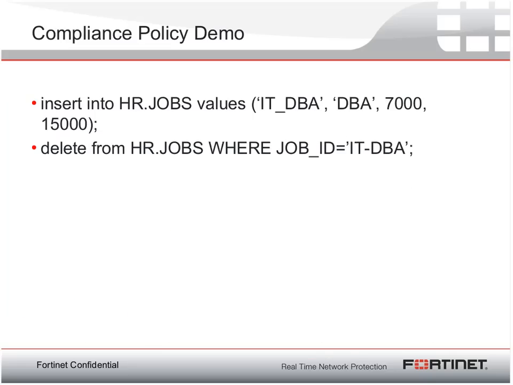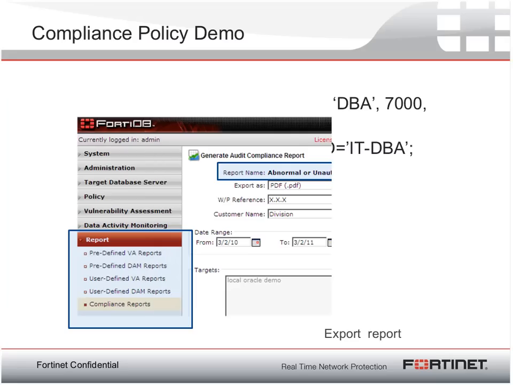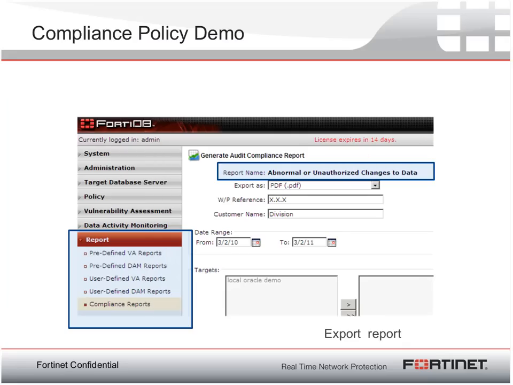Okay, so I make a few changes similar to earlier. I basically insert some value into the data, delete that value, and although I may get alerts for that, my interest here is actually seeing my compliance report. So I go to compliance reports and I have my predefined reports. In this case, I'm going to look at the abnormal or unauthorized changes to data report. I'm just going to leave the default values and click export, and this is going to give me a PDF.